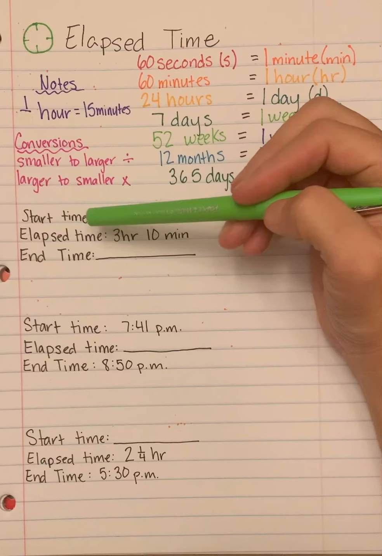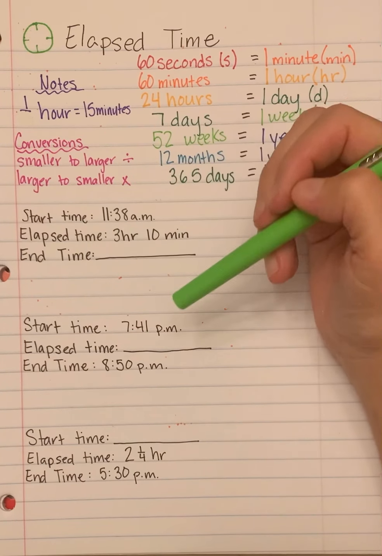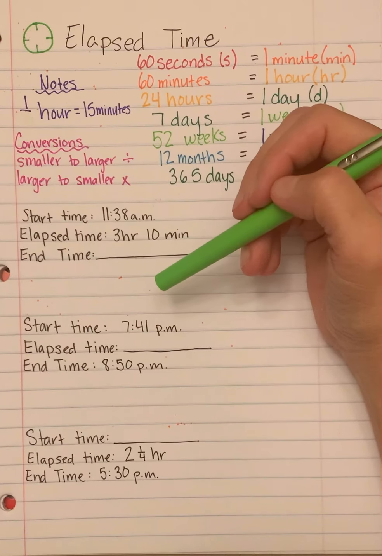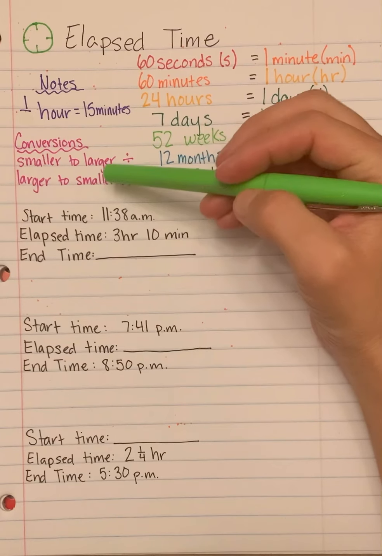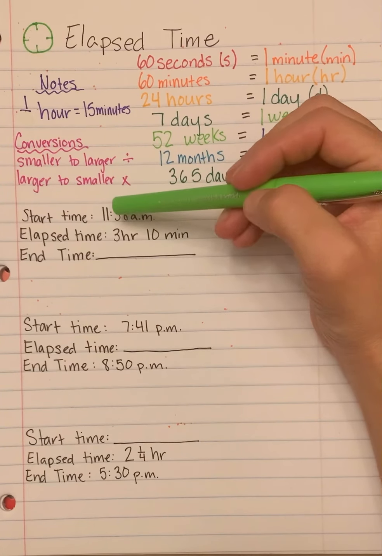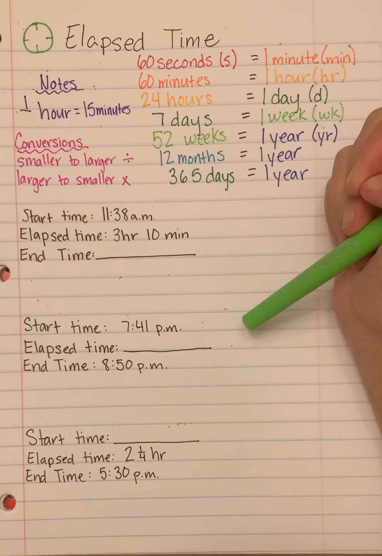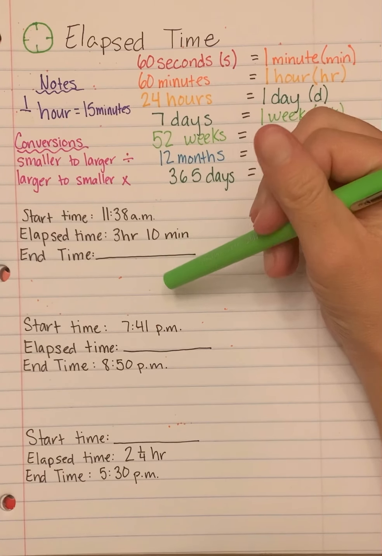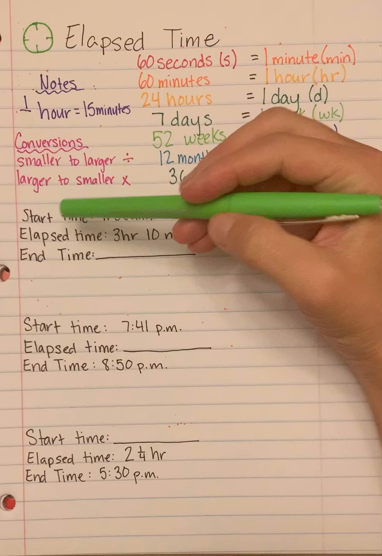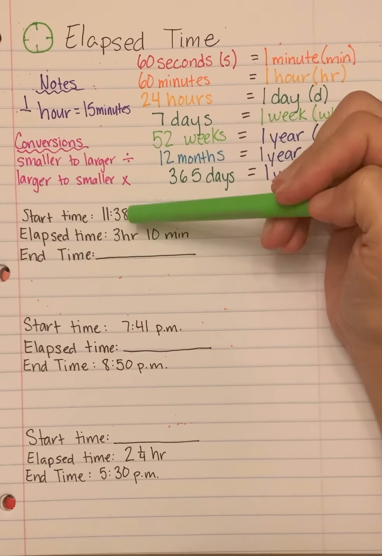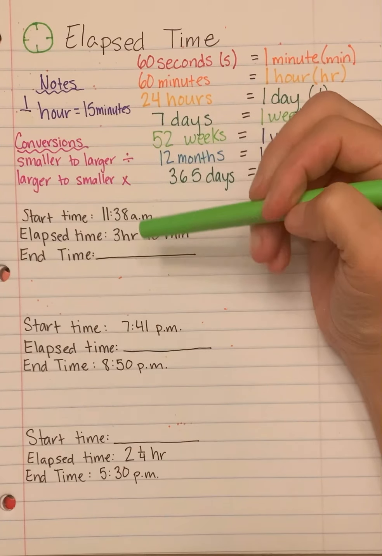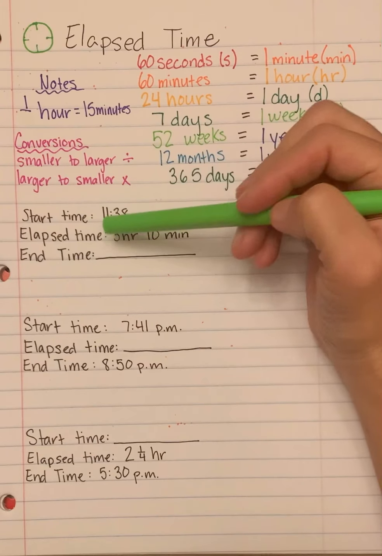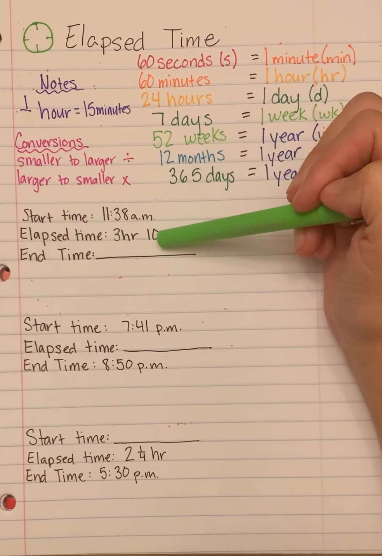Okay, so we're going to start with this first problem. Our start time, so think of it like a movie. You sit down with your family, you're going to watch a movie. The start time of the movie is 11:38 a.m. It's a really long movie, or maybe we just took a lot of snack breaks, or maybe we're just binge watching our favorite show. So elapsed time is going to be 3 hours and 10 minutes.